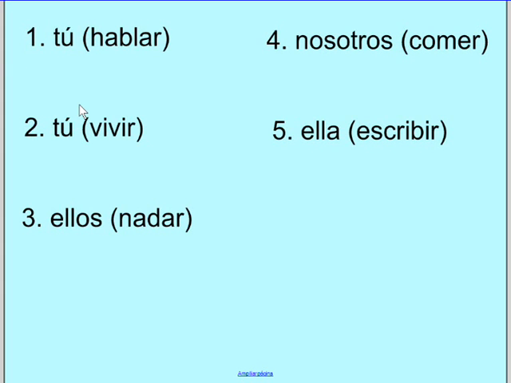And now let's try to conjugate some verbs. Take a moment to conjugate these verbs, maybe press pause so that you can work on these for a little bit, and then we'll reveal the answers. What you do is you conjugate the verbs in parentheses for the subject that is right before it.